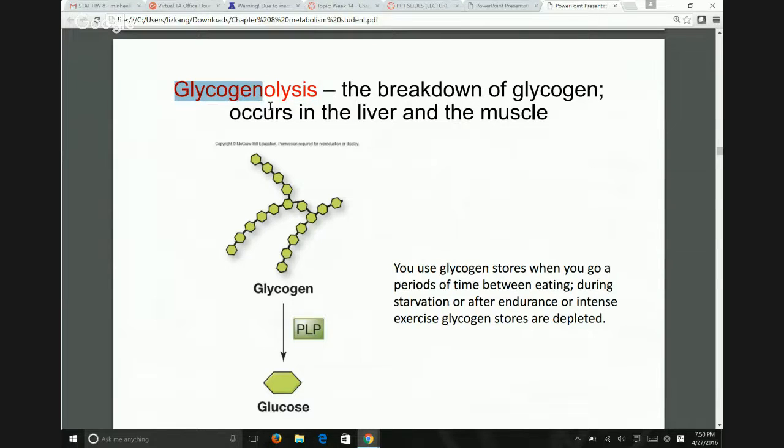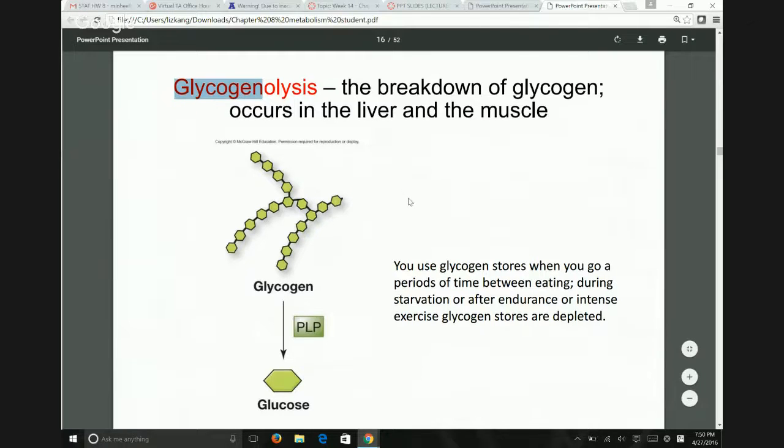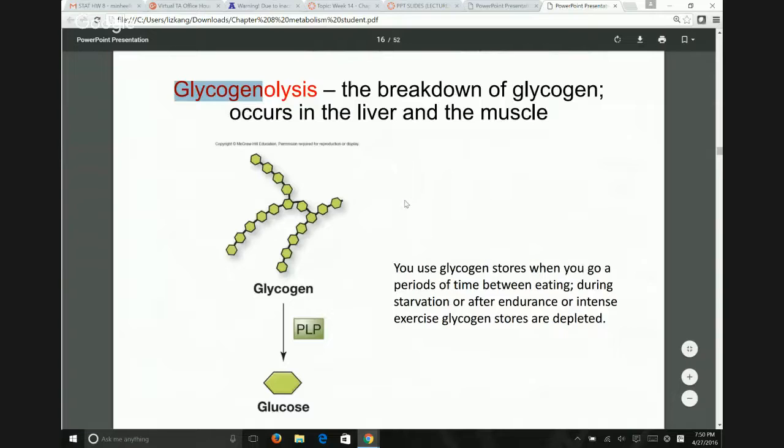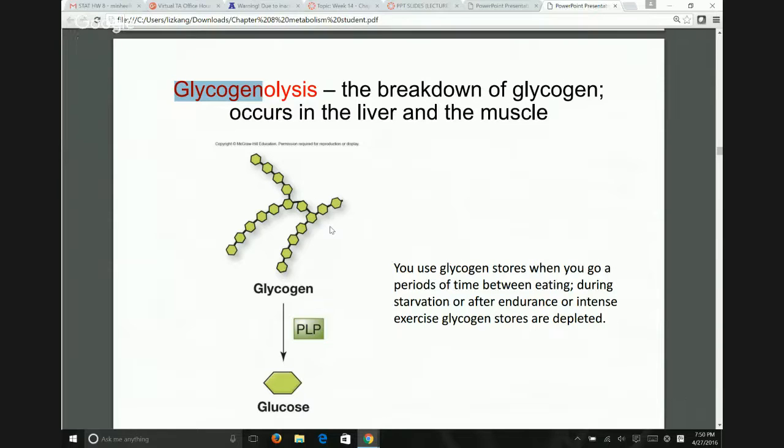Glycogen. So as it says, it's breaking down the glycogen. What is glycogen? Glycogen is the storage of all this glucose in liver and muscle. So when we have enough glucose, we store them. Typically, we store them to use for maybe 24 hours.